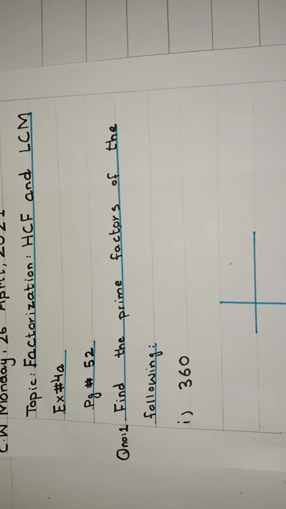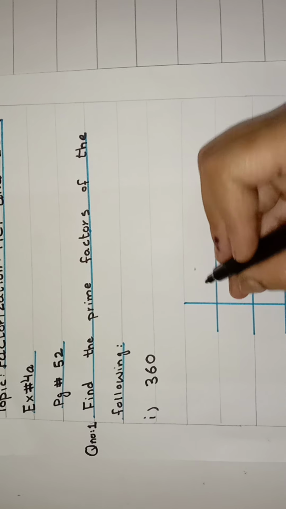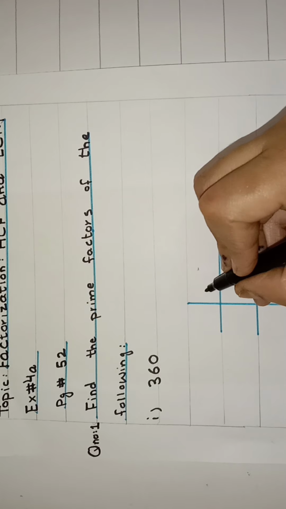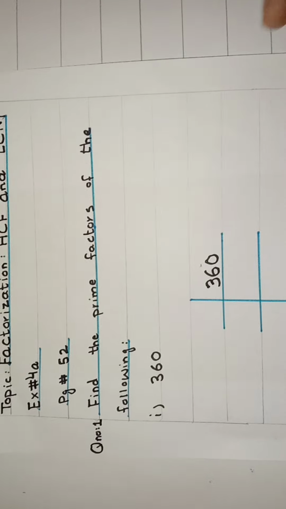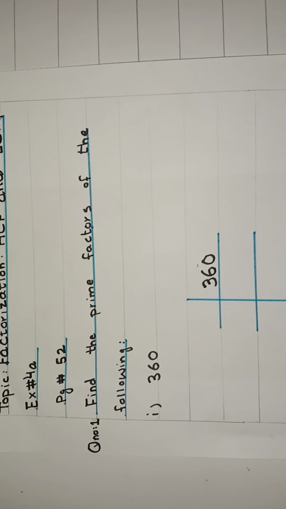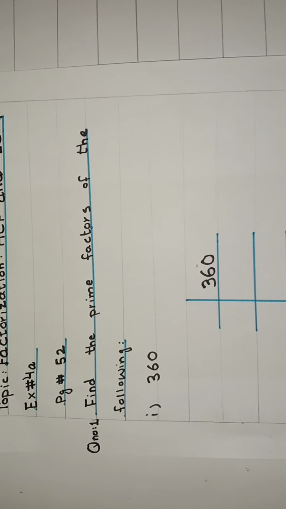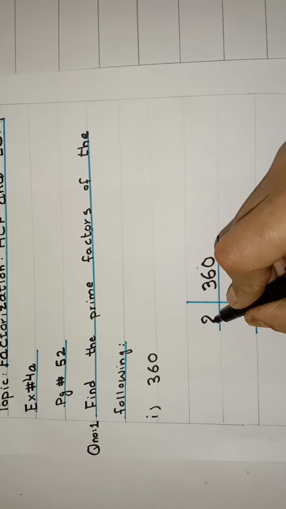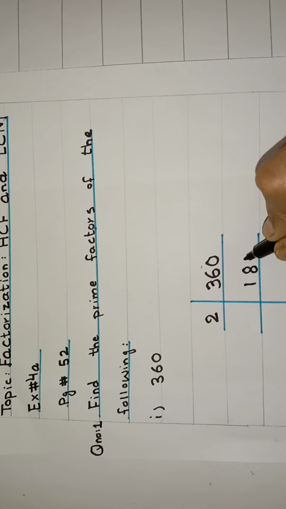Let's start. Find the prime factors of the following. Number 1, 360. You will draw a vertical and horizontal line. You have done this previously also. Then you will write over number 360. Rules of divisibility help you to identify whether it is divisible by 2 or not. Its last digit is even, that is 0. So it means it is divisible by 2. So starting from 2, 2 ones are 2, 2 sixes are 12, 2 zeros are 0.